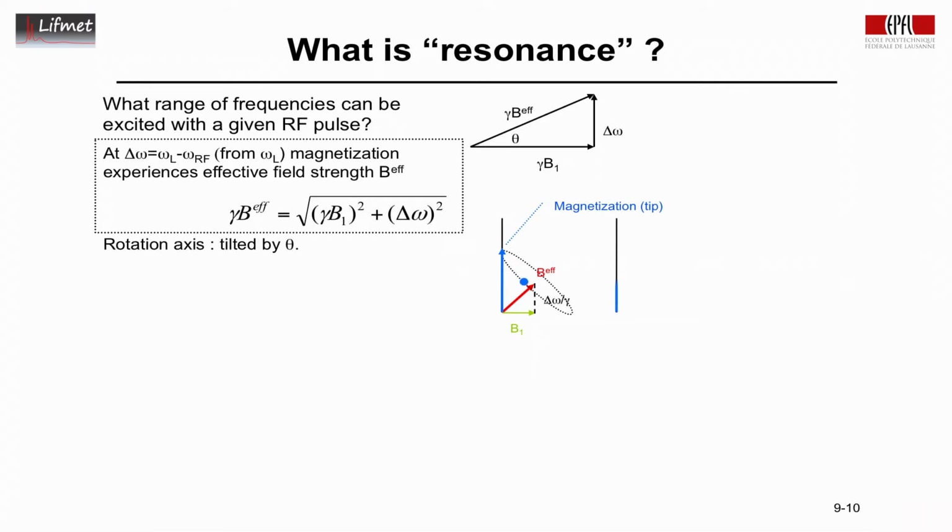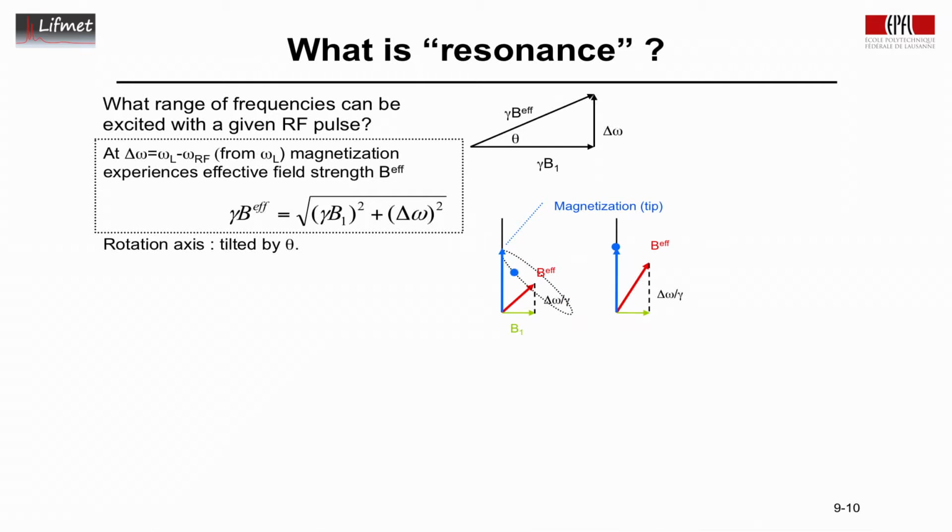We'll start out with the magnetization, which shall be the same. Here's the magnetization vector tip. I'll apply the same B1. This shall be the same B1 as here. But now, let's say we are applying this B1 field further away from the Larmor condition. So we're further away from the precession frequency of the magnetization in the absence of a B1 field.